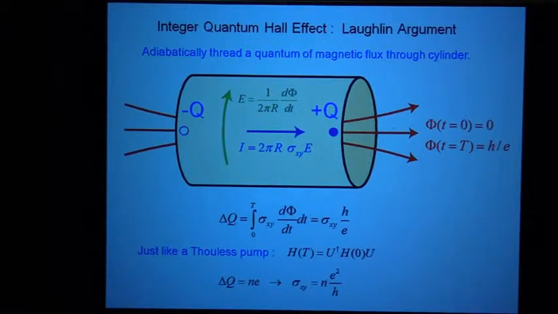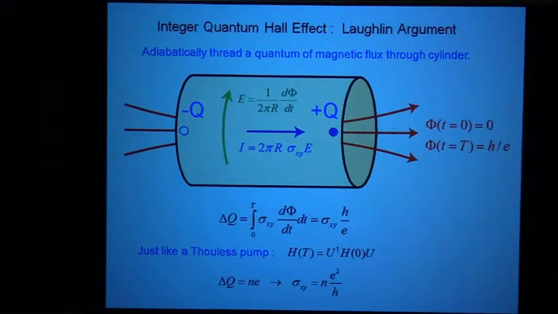And so let's think about what happens when you turn up the magnetic flux. When you're changing the magnetic flux, Faraday's law tells you that you have an electric field that goes around. You know the curl of the electric field is minus dB/dt, right? And so that tells you have an electric field going around the cylinder, and since you have a Hall conductivity, that means that there is a current proportional to that electric field and sigma xy.